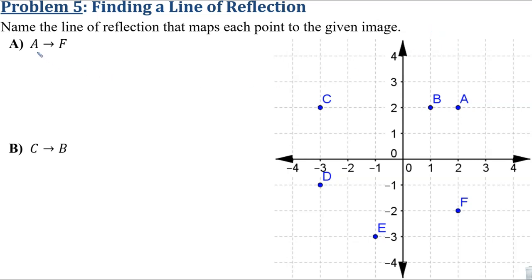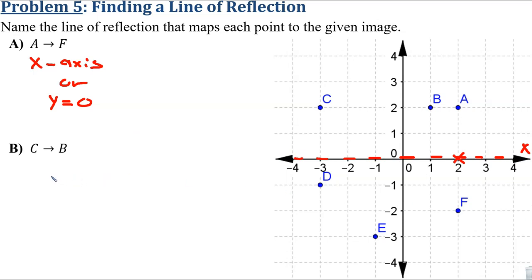So for part A, if I want to reflect from point A to point F, what I need to do is figure out what's directly between them. What is my line of reflection between them? Well, A is 4 units away from F, so the middle of that is going to be right here. Meaning my line of reflection would just be my x-axis. So I can write that line of reflection as just the x-axis, or I suppose I could say y equals 0. Either one of those would work to describe this horizontal line of reflection.